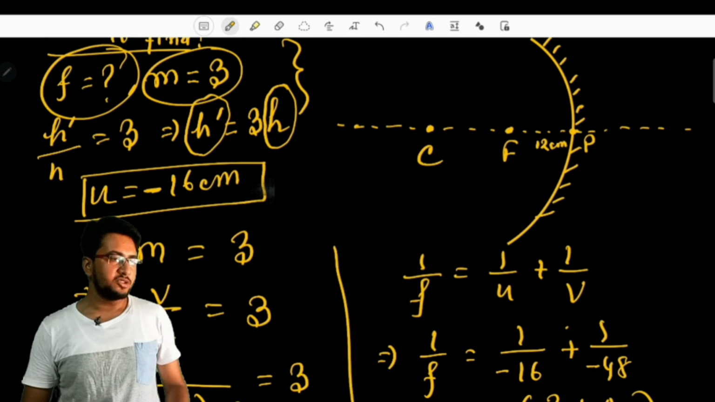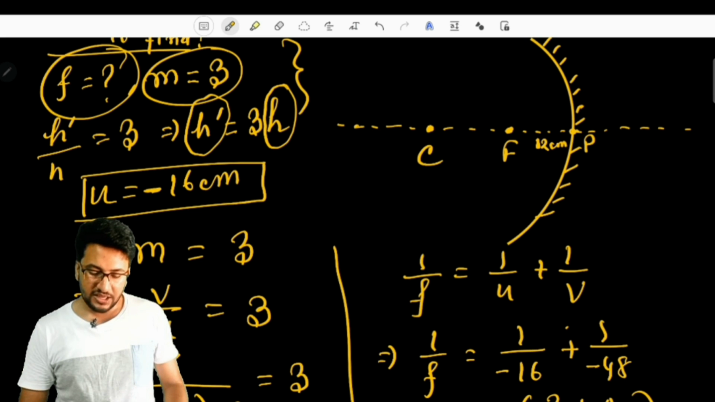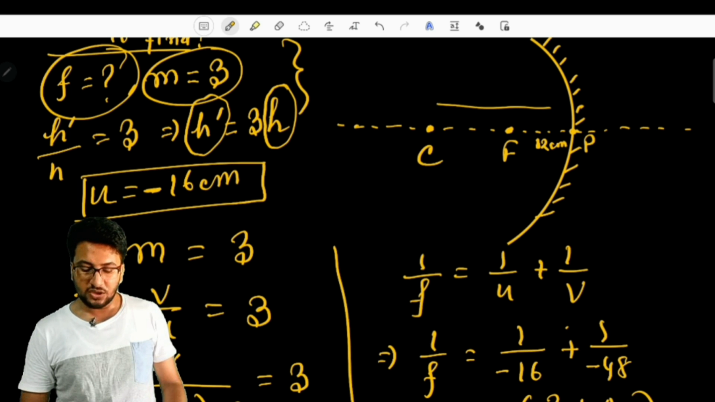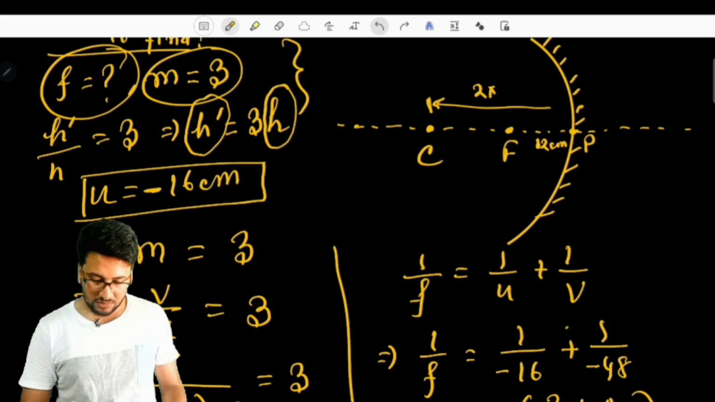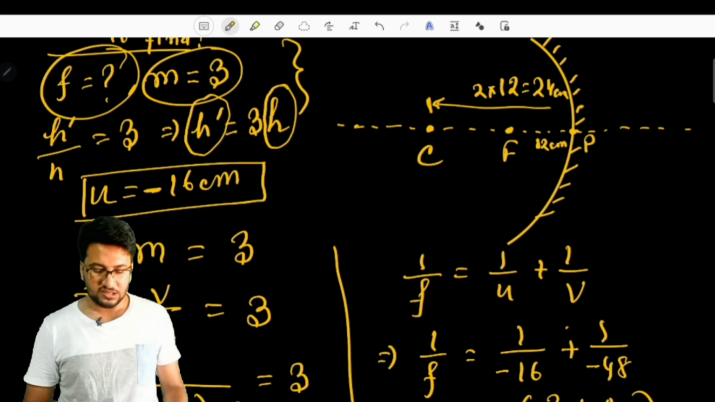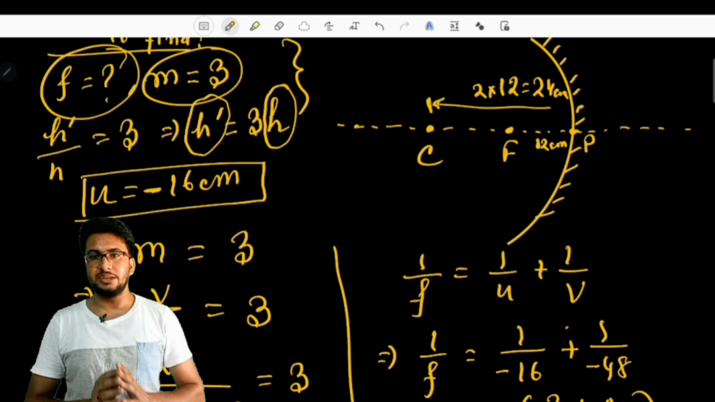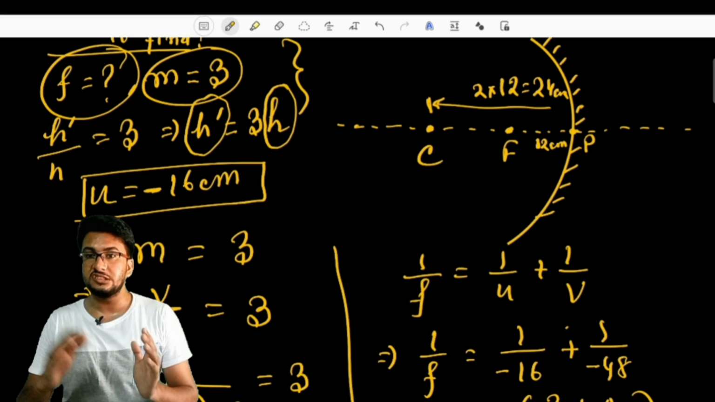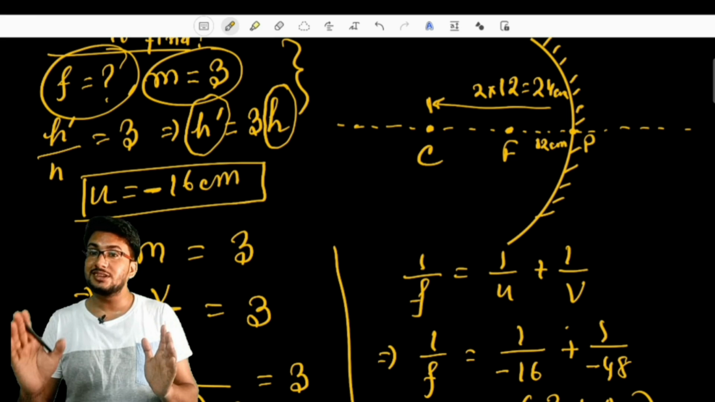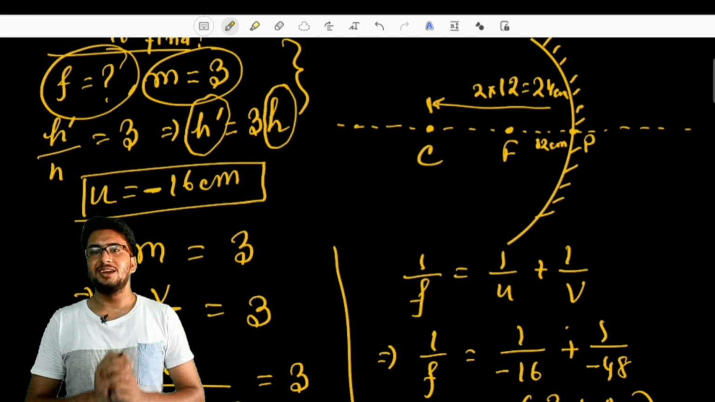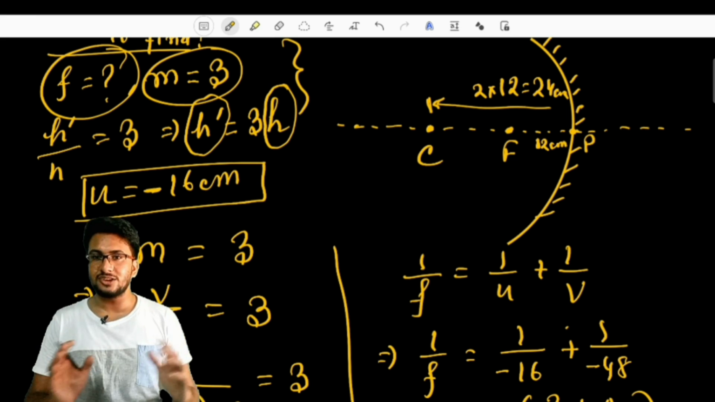Without sign convention, this is 12 centimeter, and the distance between C and F will also be 12 centimeter. That means the total distance from P to C will be 2 of F, that means 2 of 12 centimeter, which is equal to 24 centimeter. This is our distance. Now what is the object distance? The distance is 16 centimeter, which is greater than the focal length but less than 24 centimeter, which is the radius of curvature.